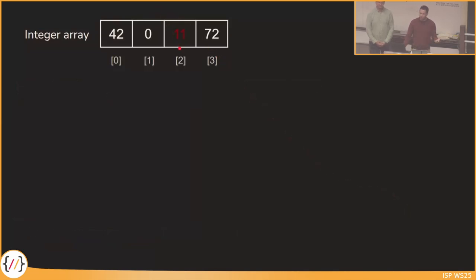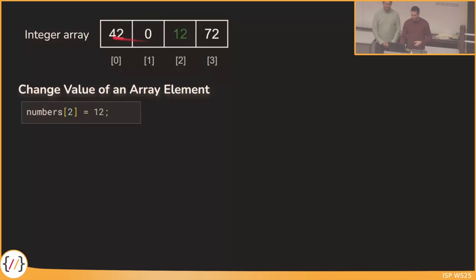Then, as we can see, the third element with index 2 has the value 11 because we initialized it with this value, and now we want to change this value, and we can do that similar as we do this with variables. So we can just access the array at position 2, so at index 2, which is the third element, and we can override this value by assigning another value to this position. And therefore, we can use each element similar to a simple integer variable.